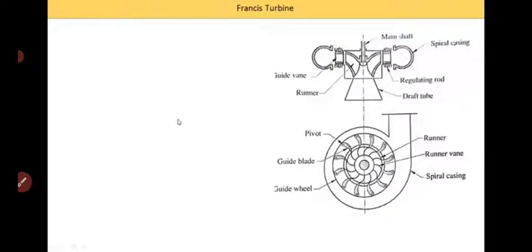Next, we understand the various components of the Francis turbine. Before that, I show you this image. This upper part is a front view of the Francis turbine, and this is the top view of the Francis turbine. When you see the Francis turbine from the top, it looks like a circular portion. In a Francis turbine, there are various components. First we learn the names of the components, then we go into the detail.